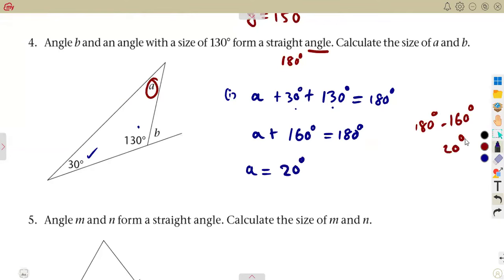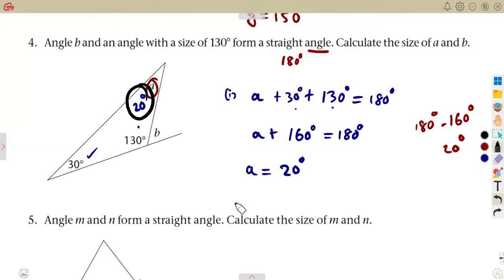So A was going to be 20 degrees. If the angle at A is 20 degrees, what about angle at B? We can use that concept that I talked about previously. We can calculate the angle at B directly by adding the angle at A and this angle, 20 plus 30, which is 50 degrees, from the concept of an exterior angle.